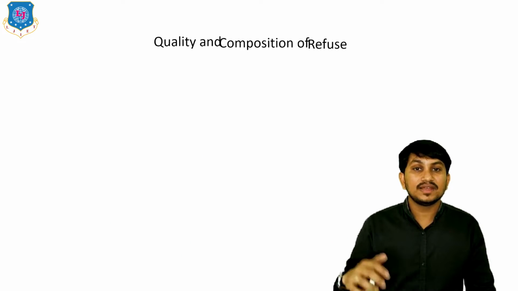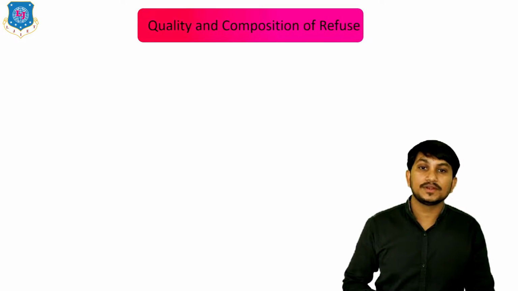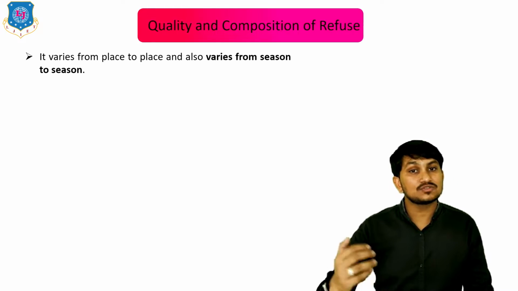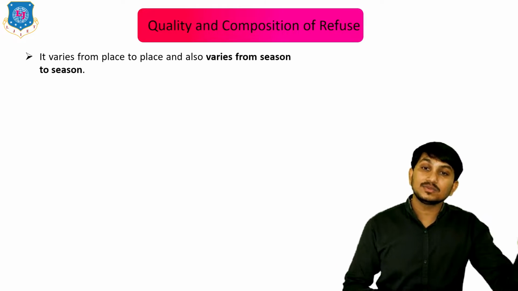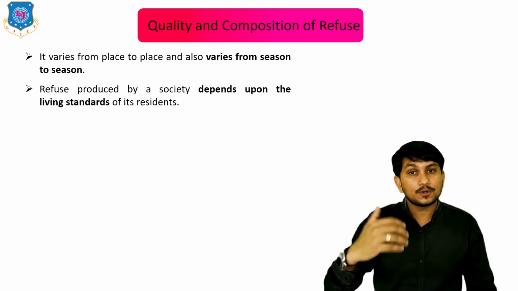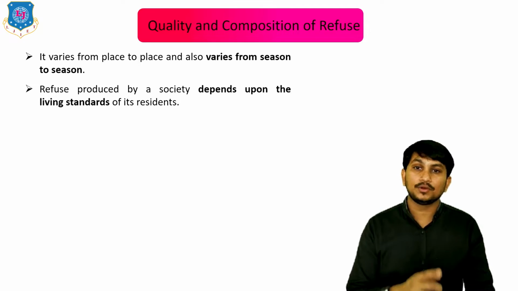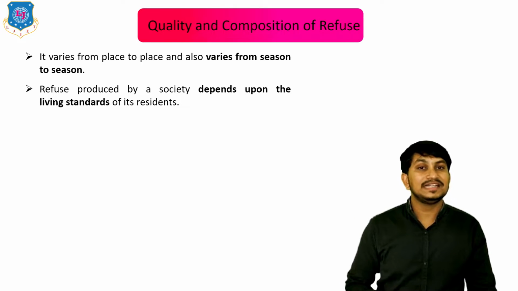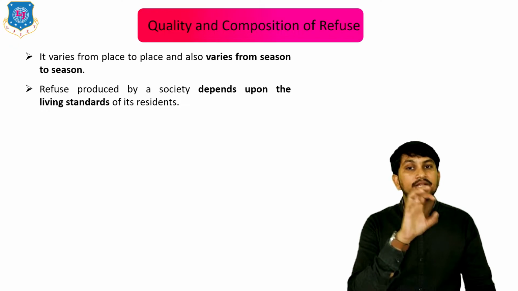Now let's discuss the quality and composition of refuse. It varies from place to place and also varies from season to season. Refuse produced by a society depends upon the living standards of the residents of that particular area.